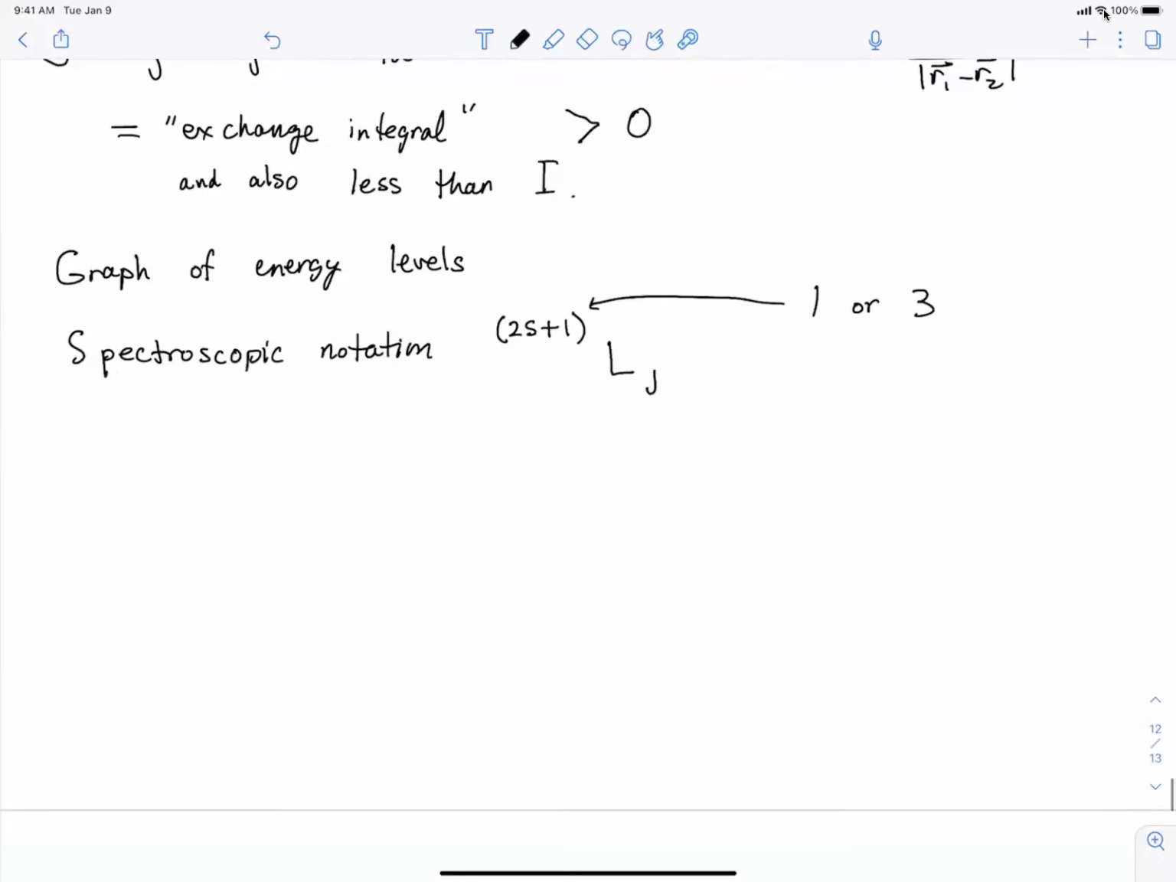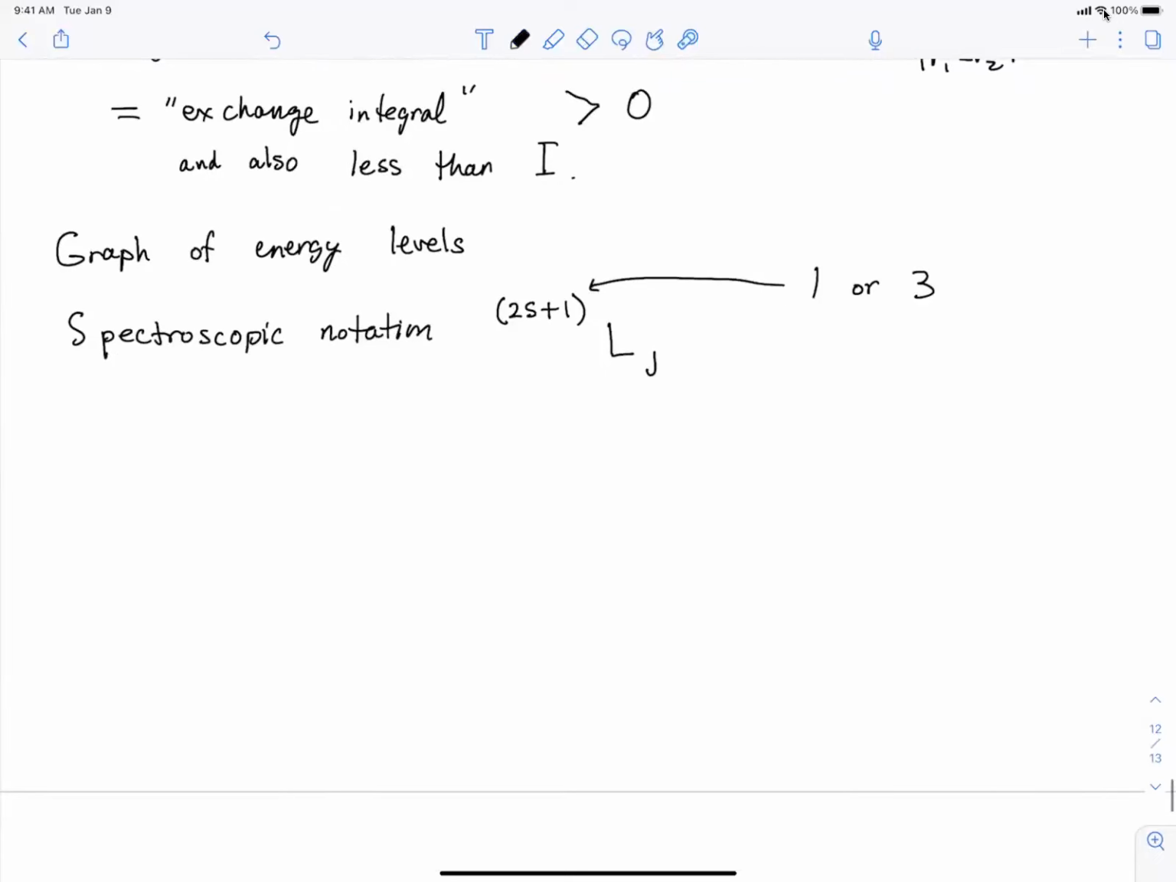Okay, and so let's just see what we get. So I'm going to actually want a lot of space here. So I'm going to leave about half a page of space. So if you happen to be taking notes, you'll probably want to do the same thing. And so way down here, I'm going to write my energy level for the ground state.